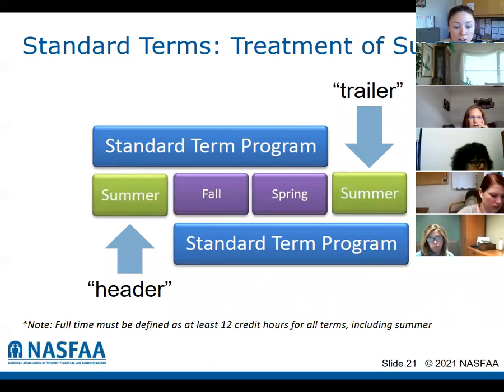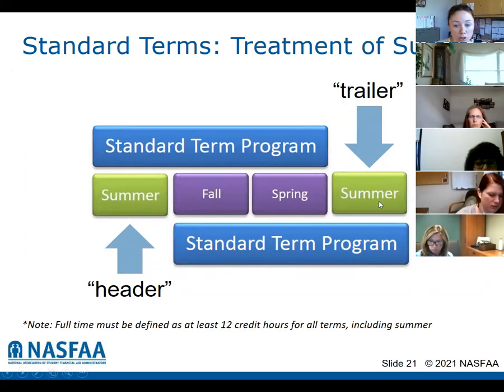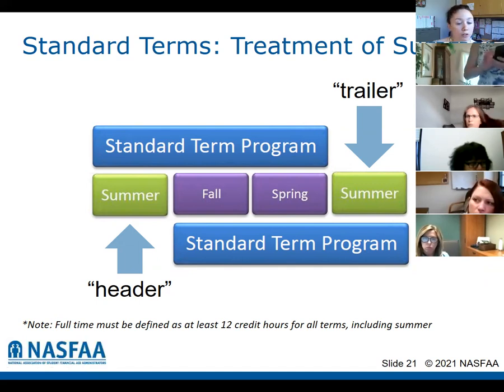So we saw this already once or twice, but just to look at it, this is probably what most of you are, where you have a standard fall and spring semester that are 14 to 21 weeks each. And then you have your summer term, which is probably also somewhere between 14 and 21 weeks, but maybe within it has what we call modules, or your summer sessions, or whatever your school calls it. Summer can be in the beginning or the end.